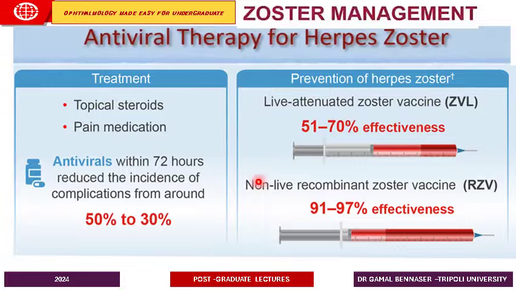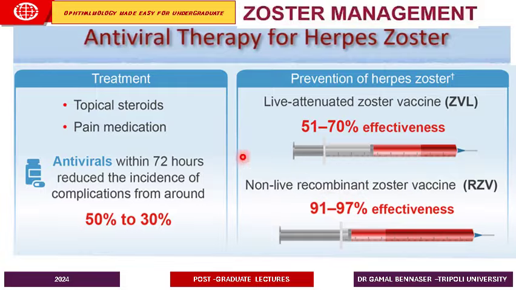vaccine. And the recombinant zoster vaccine, or the non-live attenuated, has better effectiveness, up to 97%, and it has a long duration of validity, up to 6 hours, and it need not be frozen. It can be kept in the refrigerator without being frozen, and can be used in immunocompromised patients. So now the best one available is the recombinant zoster vaccine. This is very important in the prevention.